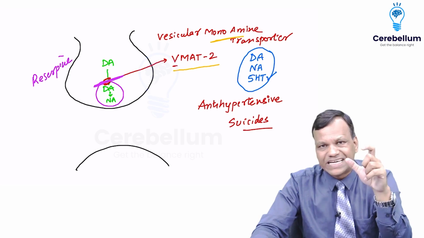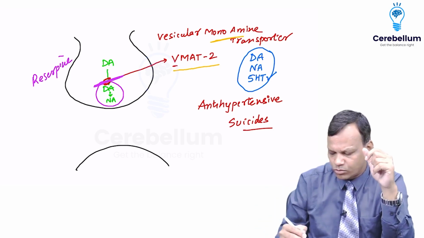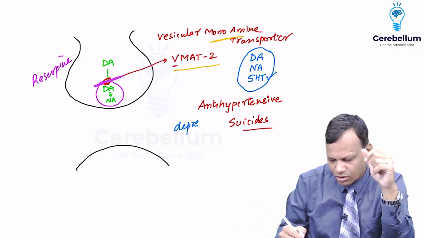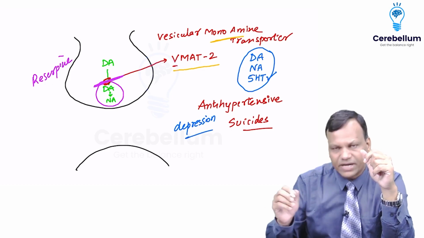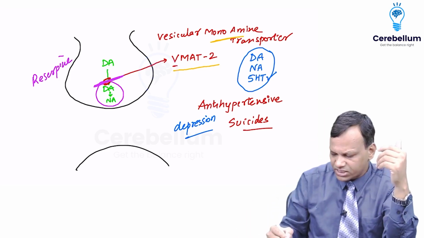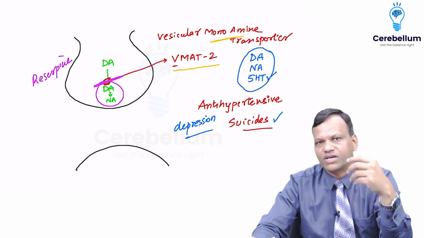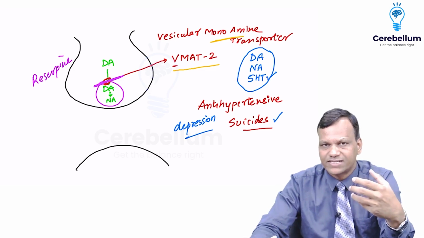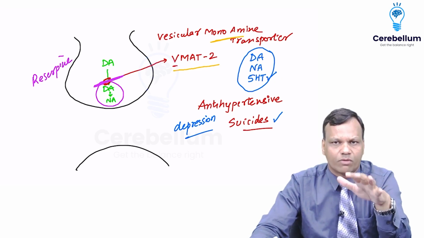And when serotonin decreases in the brain, that leads to depression. Remember, serotonin is required in the brain to prevent depression. So deficiency of serotonin led to depression, which increased suicidal tendency. When we came to know that it was causing suicidal tendencies, reserpine was withdrawn from the market.